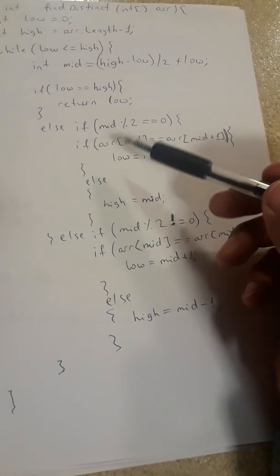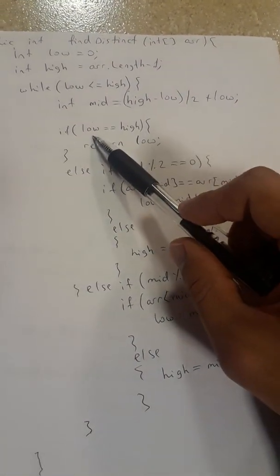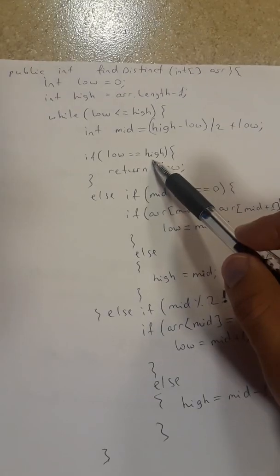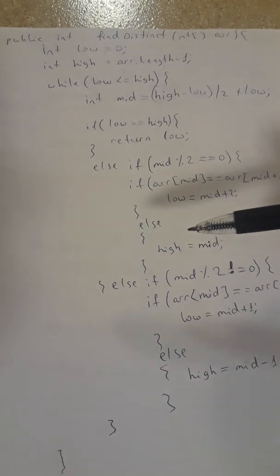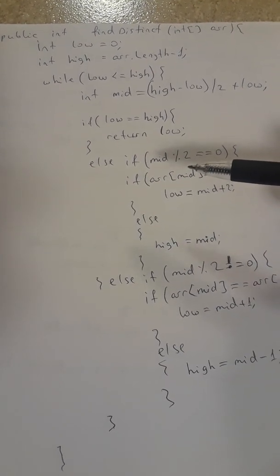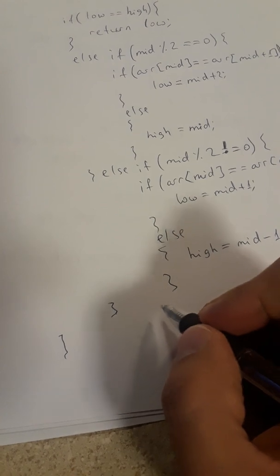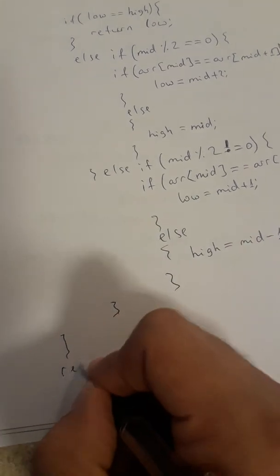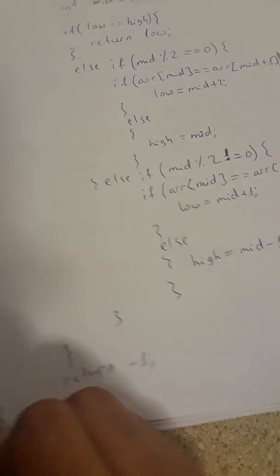So once my loop gets to the end and the low pointer is equal to the high pointer, it will mean that we found the distinct element that appears just once in the array. Otherwise, if it's not found, I will just return -1.